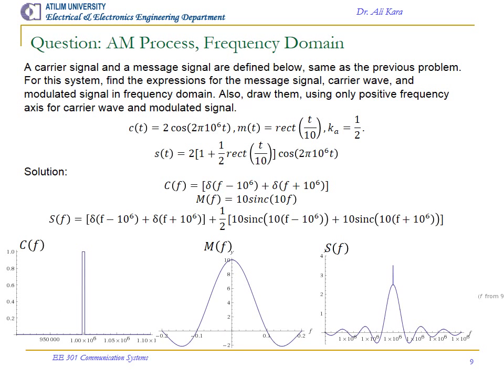Question: AM process, frequency domain. A carrier signal and a message signal are defined below. Same as the previous problem. For this system, find the expressions for the message signal, carrier wave, and modulated signal in frequency domain. Also, draw them using only the positive frequency axis for the carrier wave and modulated signal.